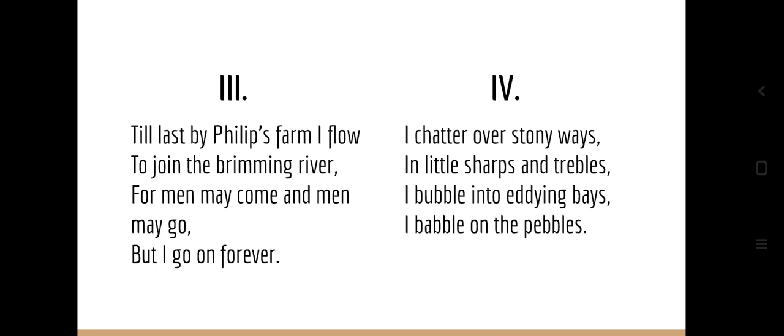Till last by Philip's farm I flow. So till I arrive at Philip's farm, I flow like this, to join the brimming river. Brim means edge, and a brimming river is a river filled up to its edge. So the brimming river is fully loaded with water. For men may come and men may go, but I go on forever.